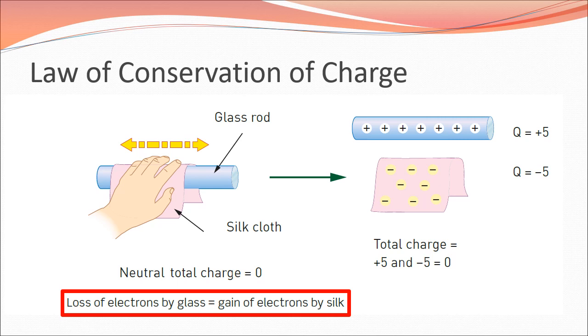So it's only ever electrons that get transferred. We can't obviously transfer protons from the silk cloth into the glass rod to give it a positive charge. So electrons are the only thing that moves when we're transferring charge from one object to another. Let's just imagine that 5 electrons have moved from the glass rod into the silk cloth. So we have a +5 charge left on the rod, we have a -5 charge left on the silk cloth, but the total charge overall is still 0.